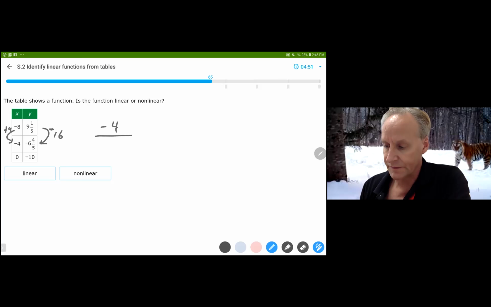And from negative 6 4/5 to get to negative 10, we went down 3 1/5. And to get from negative 4 to 0, we went up 4. So clearly these are not equal, nonlinear.